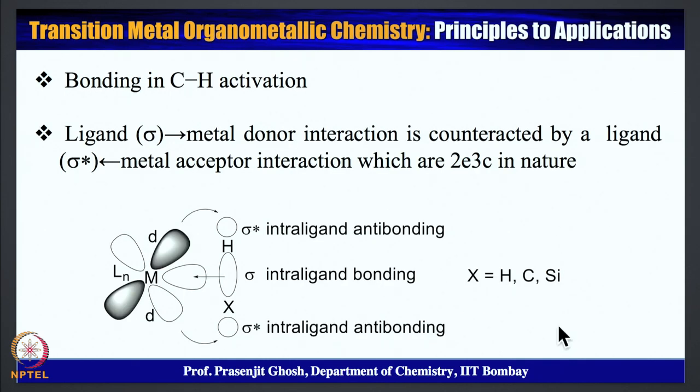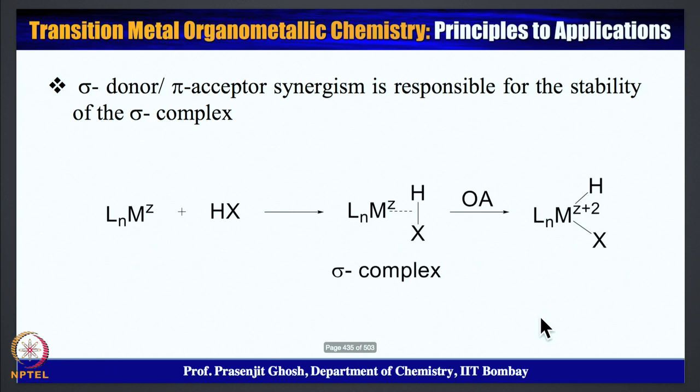We have looked into the binding mode of transition metal alkane with respect to two interactions. One is the sigma interaction donating to an empty metal d orbital, and the other is the filled metal orbital donating to the sigma star, which is more of a 2 electron 3 center nature. So, this is a non-classical interaction, where we have one sigma donation and another pi back donation, and this is similar for various CX kinds of activation, where X can be hydrogen, carbon and silicon.